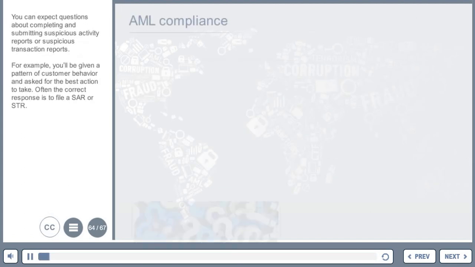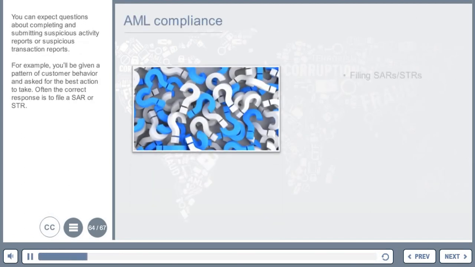You can expect questions about completing and submitting suspicious activity reports or suspicious transaction reports. For example, you'll be given a pattern of customer behavior and asked for the best action to take. Often, the correct response is to file a SAR or STR.